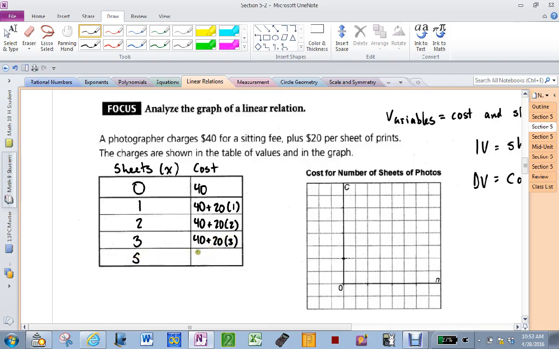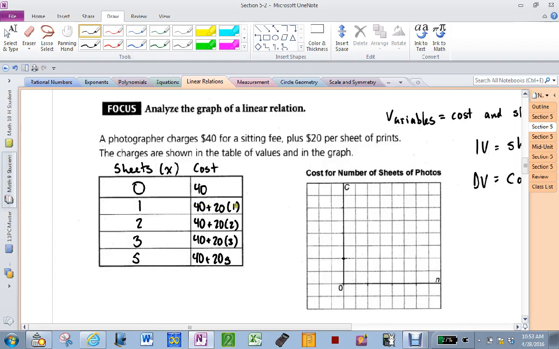S sheets. 40 plus 20 times X. 20S. Done. Got it? Yes. Great. Now graph it.